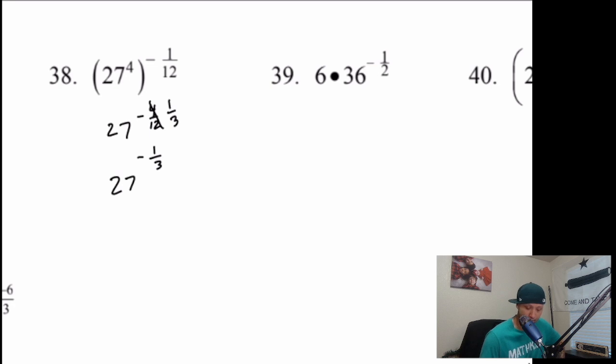This is actually nice because the negative is going to force the 27 into the bottom, and we're going to take the cubed root of 27. And by now we know that the cubed root of 27 is 3.